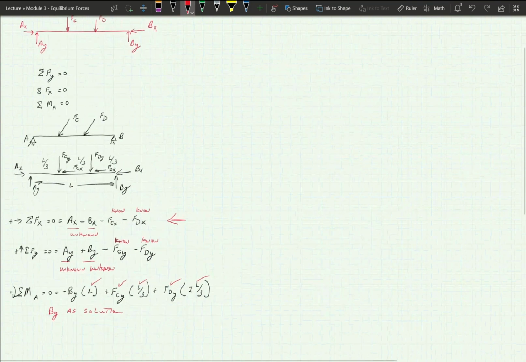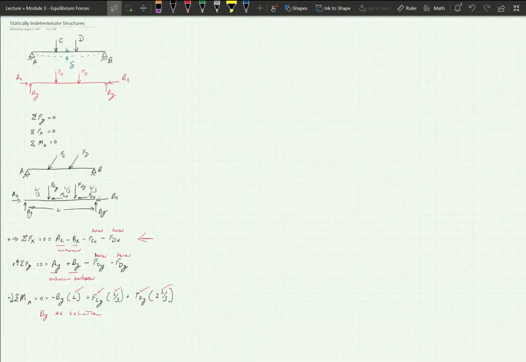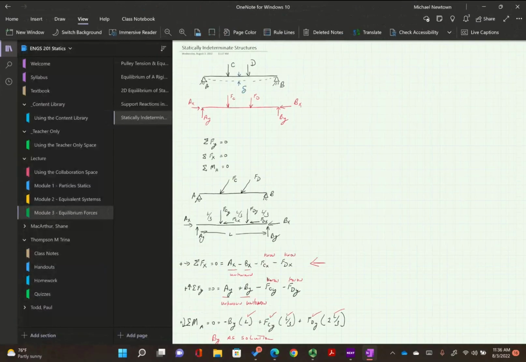What I really want to do with this is just give an introduction to what statically indeterminate structures are. So if you see them, you know what to do with them, and it's something you will learn in the future. But in this beginning statics course, this is not it. So we are done.